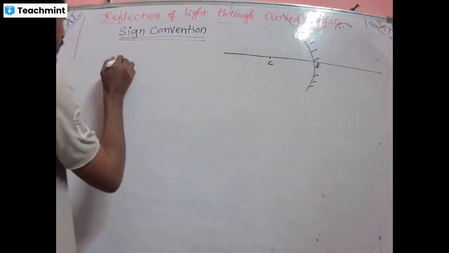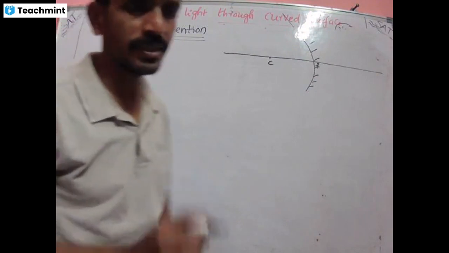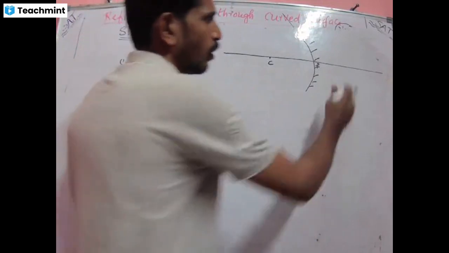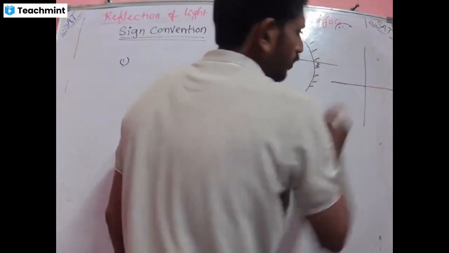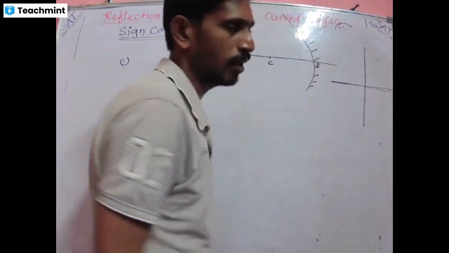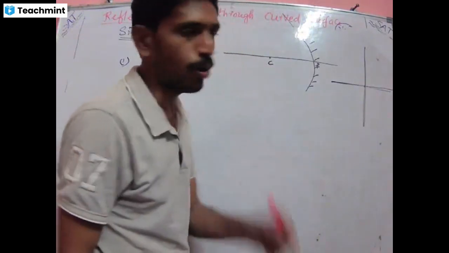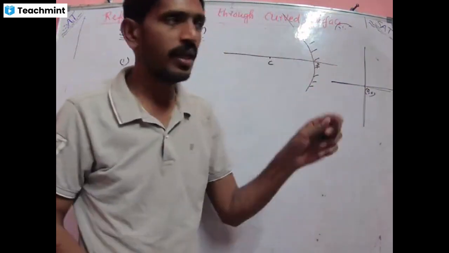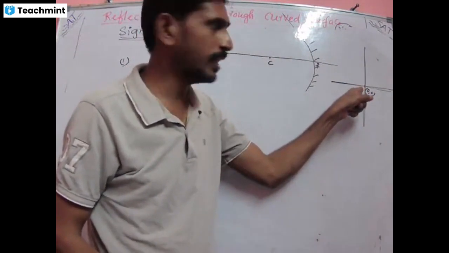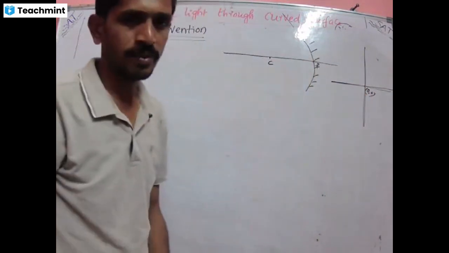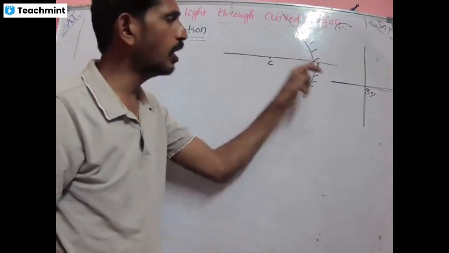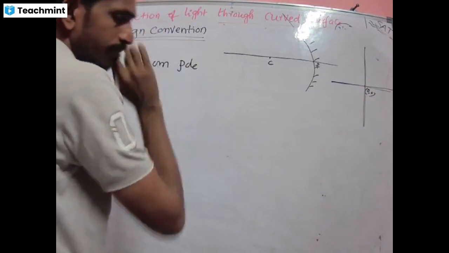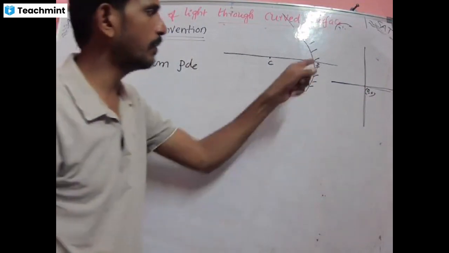First, all distances are measured only from the pole. For example, in mathematics, in the coordinate system with the x-axis and y-axis, they meet at one point called the origin, which is 0, 0, 0. The graph is always measured from 0. In the same way, the pole is taken as the origin point. All distances must be measured from the pole.